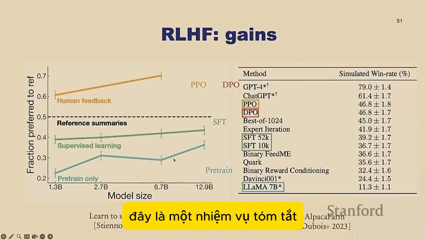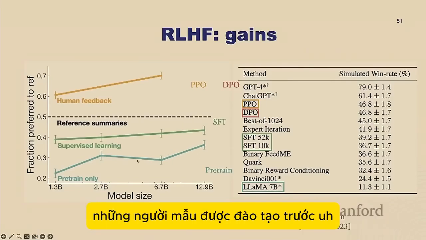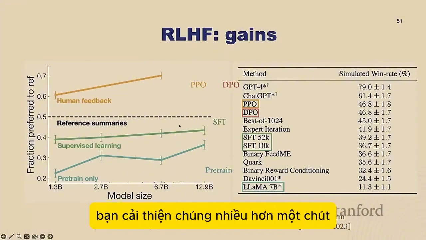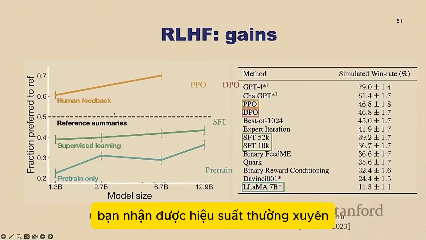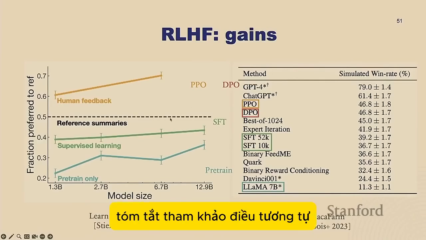Gains, so those are all the papers on the left. Here, this is on a summarization task. All I want to show you is that basically the pre-trained models were okay, and they improve with scale. If you do supervised fine-tuning, you improve them a little bit more. If you do PPO or something with RLHF with human feedback, you get performance that is oftentimes, depending on the benchmark, even better than humans. So this is the human reference summaries.